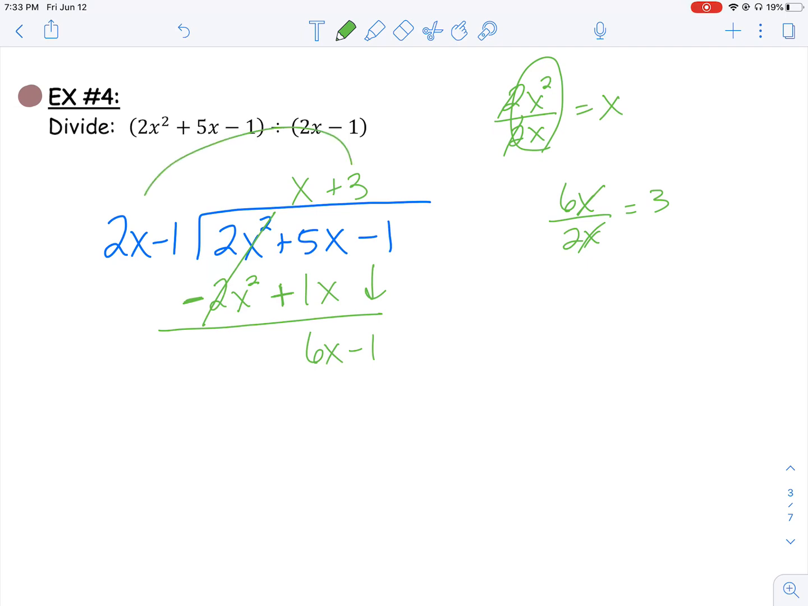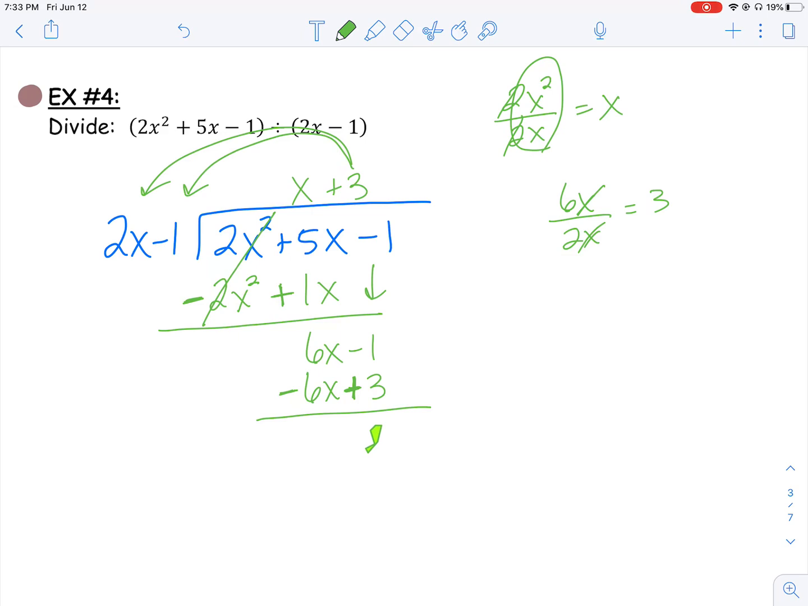Let's take this 3 and multiply it through by my divisor. 3 times 2x is 6x. 3 times negative 1 is negative 3. And then remember, I'm going to draw my line and subtract. I'm going to change the sign here, and I'm going to change the sign here. My 6x and negative 6x cancel. I've got a negative 1 plus 3. That gives me a positive 2.